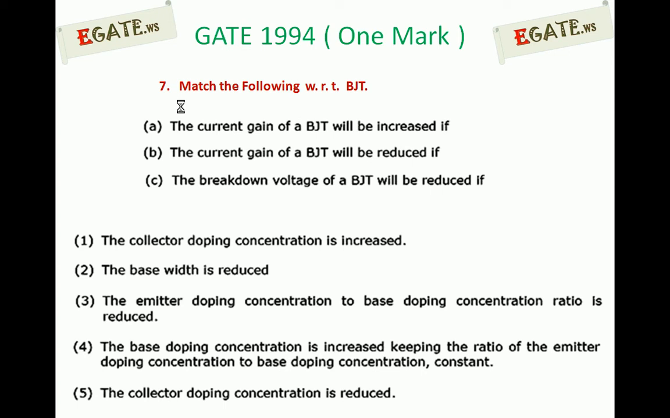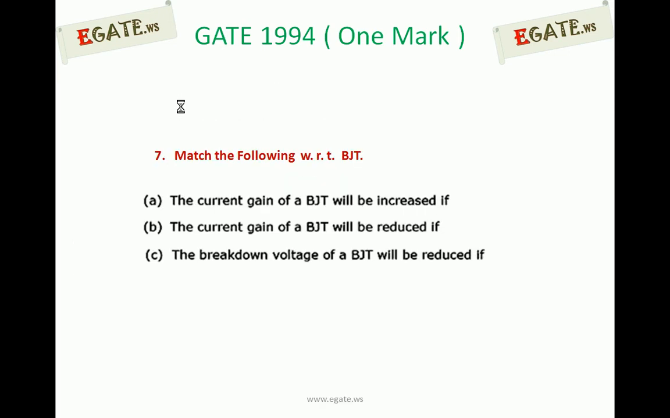We must match the left hand side with the right hand side. But all of these are related to the BJT, and all are related to the current gain and breakdown voltage. If we discuss the BJT in the active region, we will be able to answer all these things. So we will now discuss BJT operation as an amplifier. We are concentrating on these three things with the help of BJT operation.